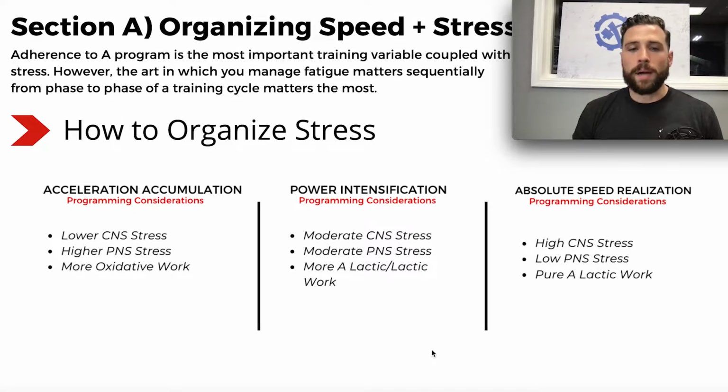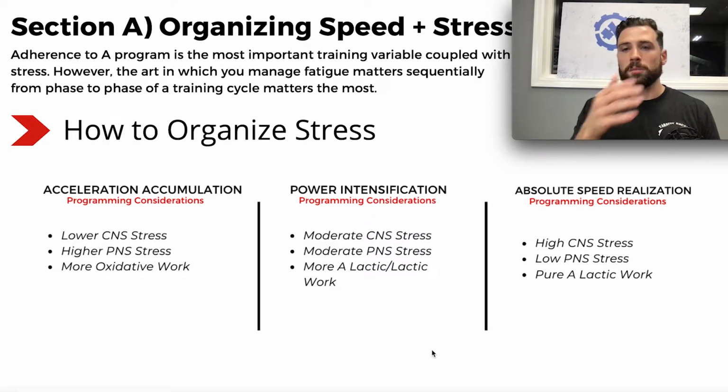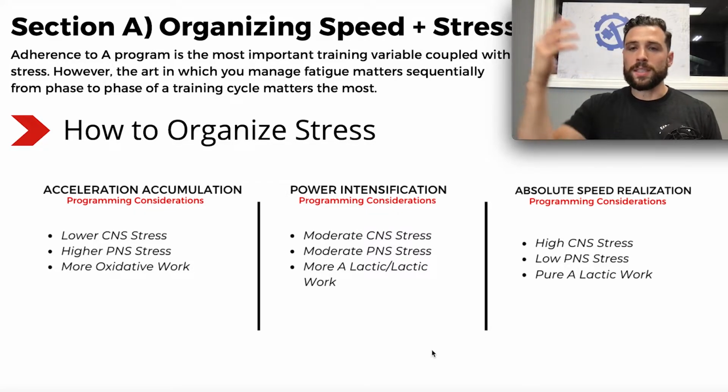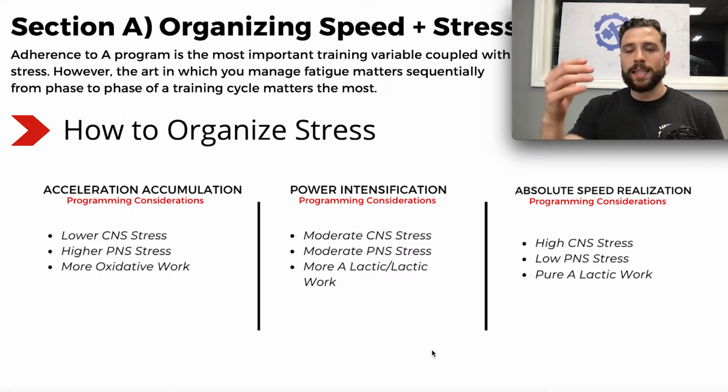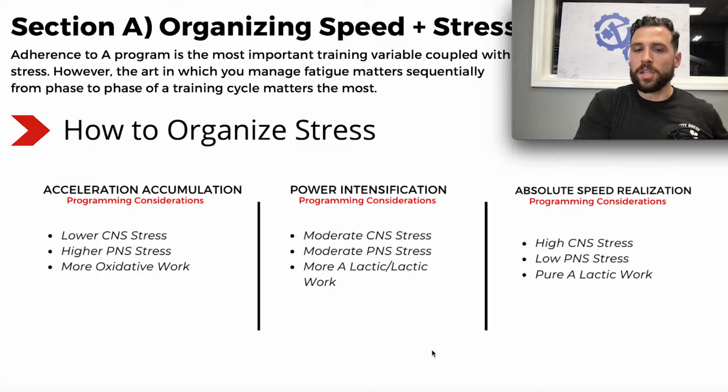Moving on to power intensification. We know that we need moderate CNS stress. This is again because now ground contact time is decreasing, force is increasing, moving at higher velocity. So this is going to tax us more neurologically. Now, moderate PNS fatigue, this is because of shorter ranges of motion. I'm not taking that joint and lever through a full range of motion, so I'm not going to get as much concentric and eccentric action as I'm going to experience in earlier phases of acceleration.